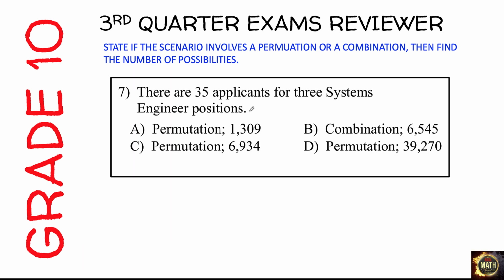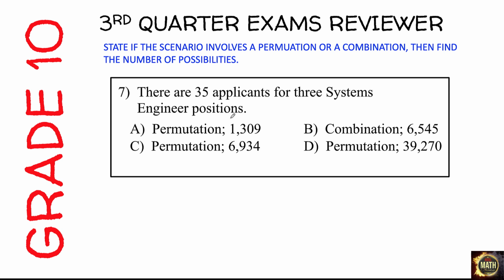Next problem. There are 35 applicants for 3 systems engineer positions. So ang tanong po dito is, pwede po bang magkapalit-palit yung order ng pagpili ng tatlong systems engineers? Ang sagot po ay oo. It doesn't matter kung sino yung una, pangalawa at pangatlo, lahat po sila mga system engineers.